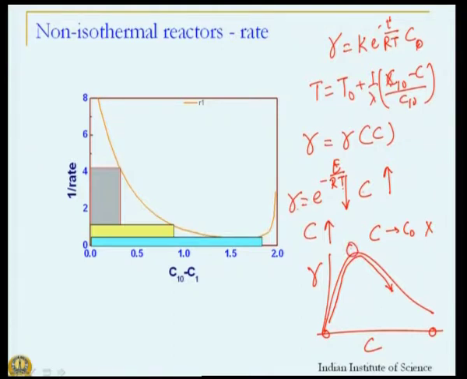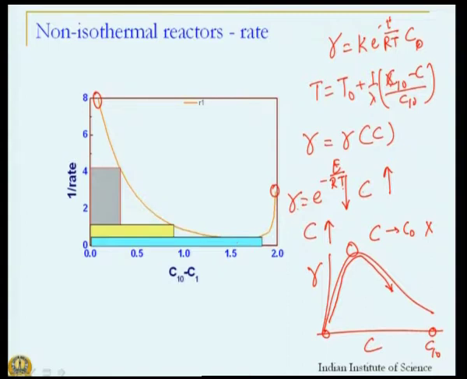So, what does it mean in terms of a plot of 1 over rate versus C naught minus C? When C is close to C naught, the rate is at a low value, and when C is close to 0, the rate is also a low value, so 1 over R is high, and this is what gives me my reaction rate plot, 1 over R versus C.